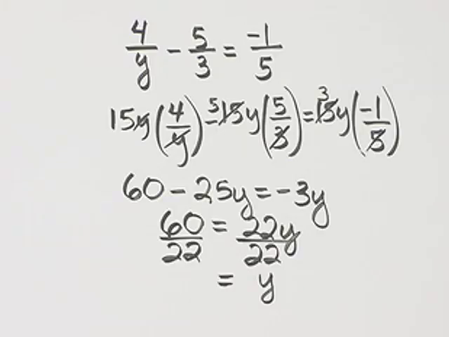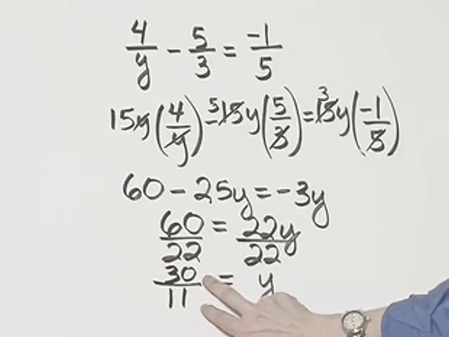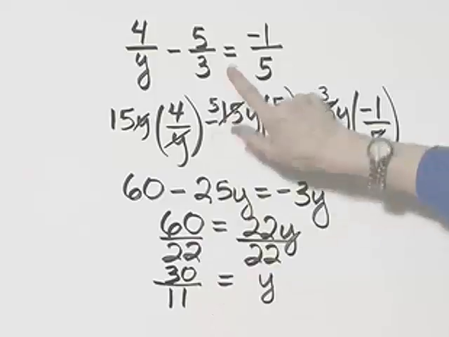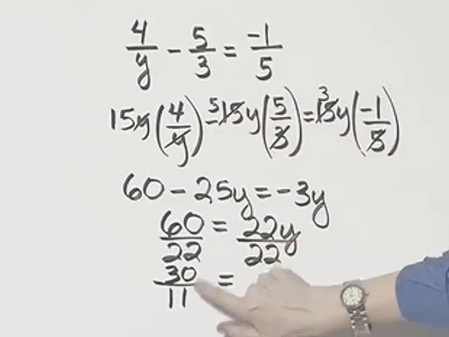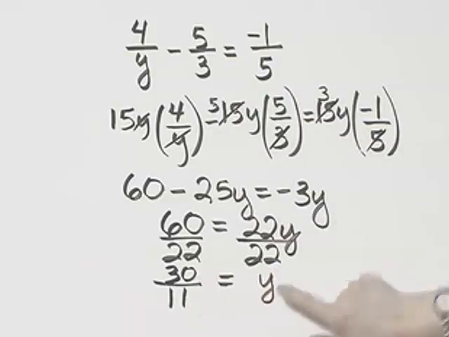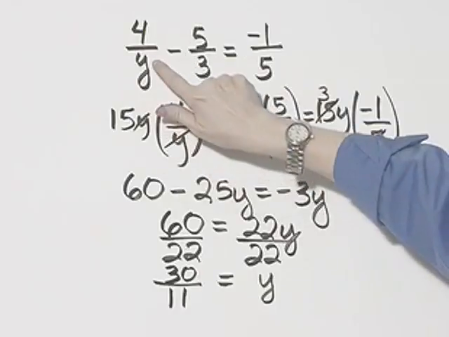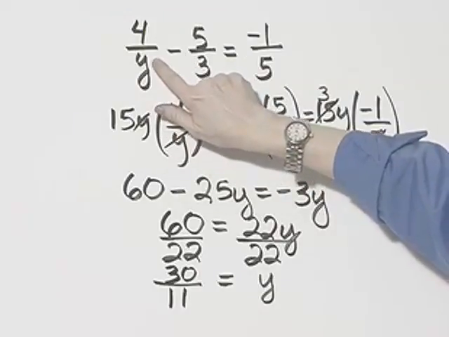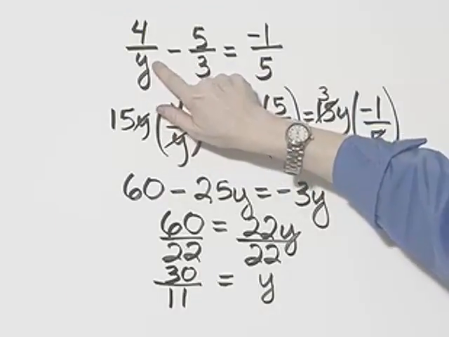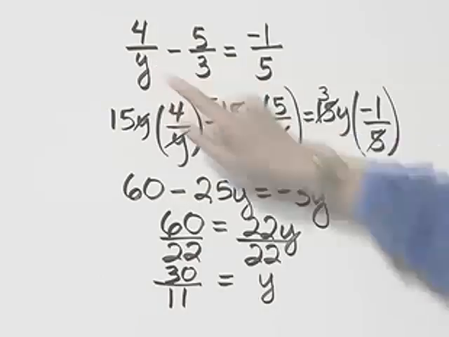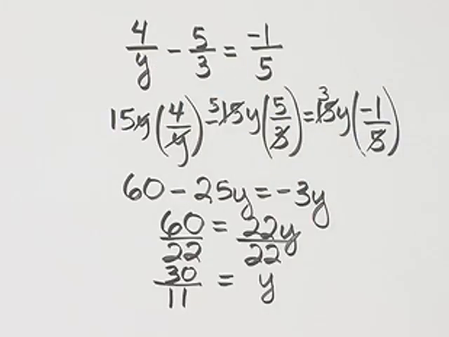Let's go ahead and simplify that. There's a common factor of at least 2. 60 divided by 2 is 30. 22 divided by 2 is 11, and this is now in simplest form. My solution to this equation is 30 over 11. And remember, y can be any number here except 0. Because y lies in the denominator, y cannot be 0. Here's my solution.